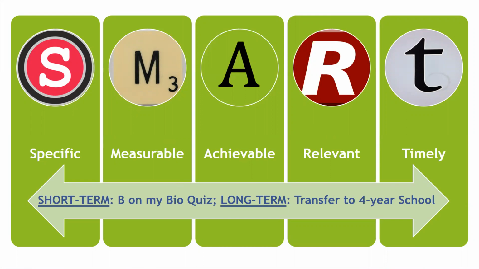So when we talk about that, we have to think a short-term goal would be something like getting a B on my bio quiz. And a long-term goal is I want to transfer to a four-year school. Everyone's goals are going to be different. And everyone, their long-term goal might not be to go to a four-year school. It might be to get a credential to get a better job. So we have to put it in the context of what our own life is.